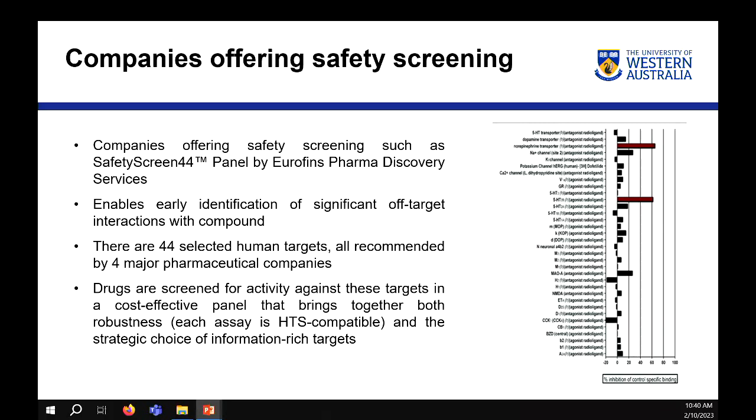And so they call it Safety Screen 44, and this is the panel that was done by Eurofins Pharma Discovery. You essentially send your drug to them, they do the screening, and they say, well, actually, that binds to one of these, and that has really bad kidney effects. Or this binds to that has really bad liver effects. So you can see that even before you go into animals, there's a lot of tools that are available to look at drug safety.